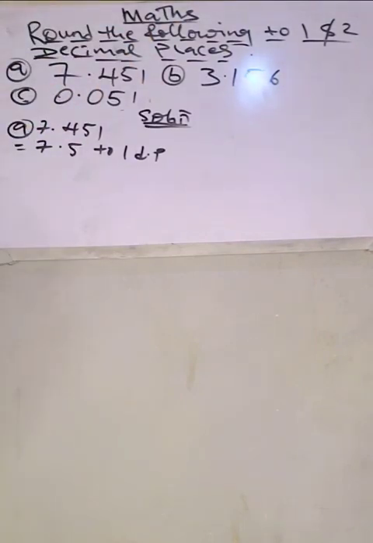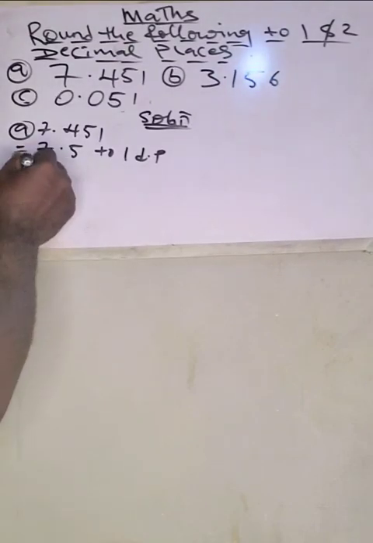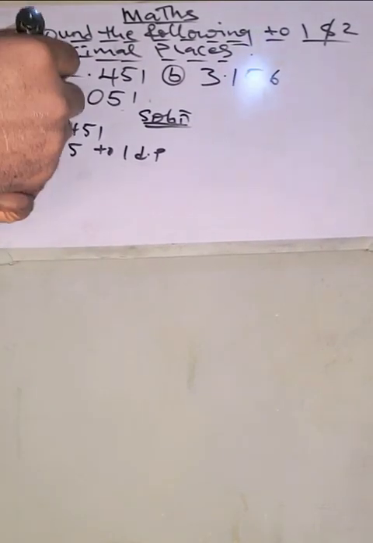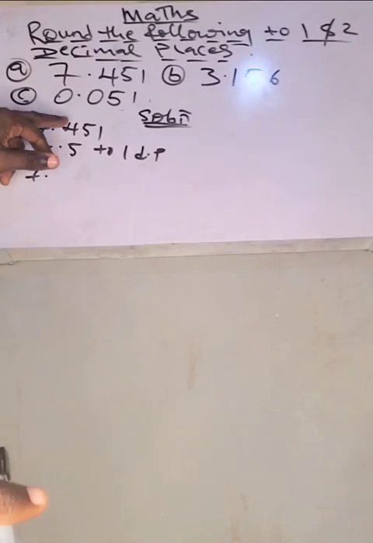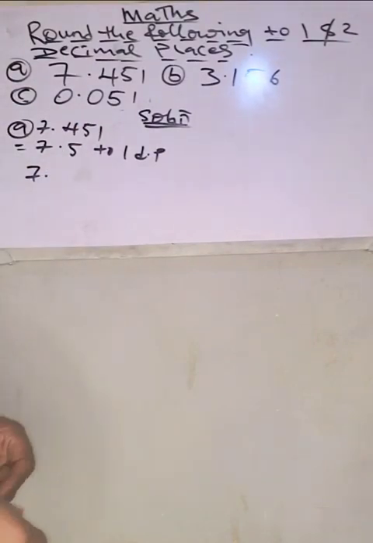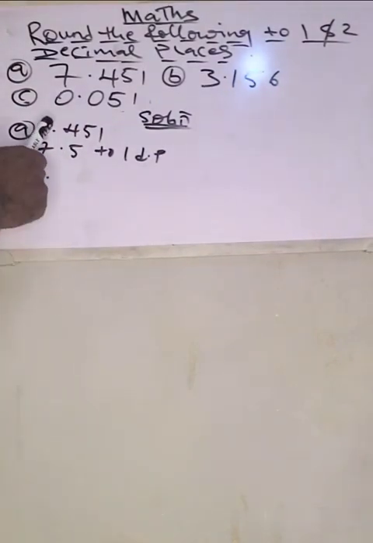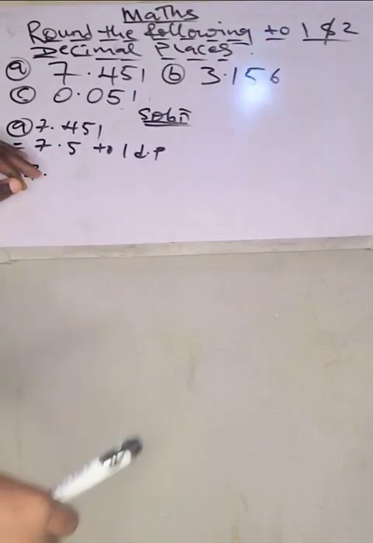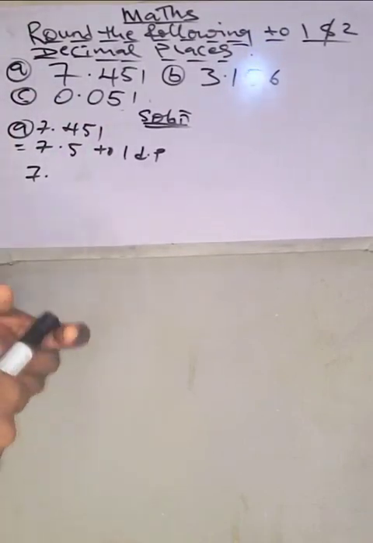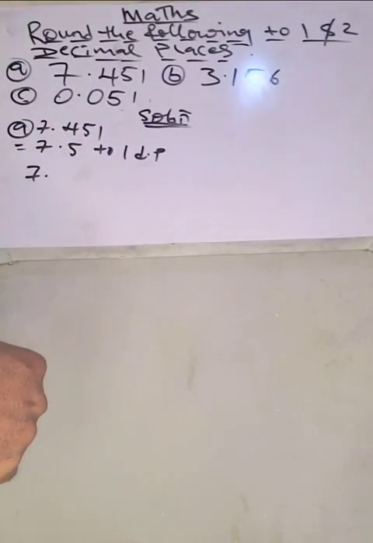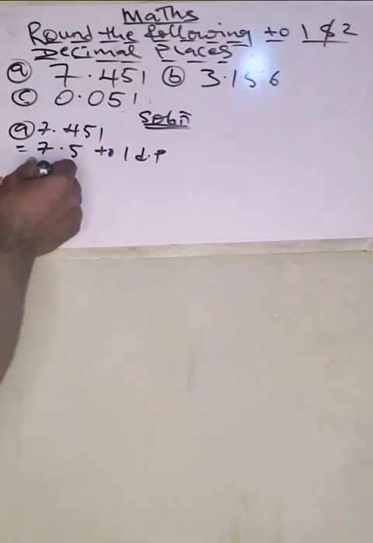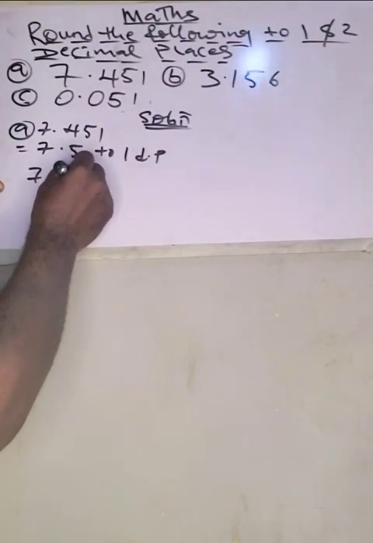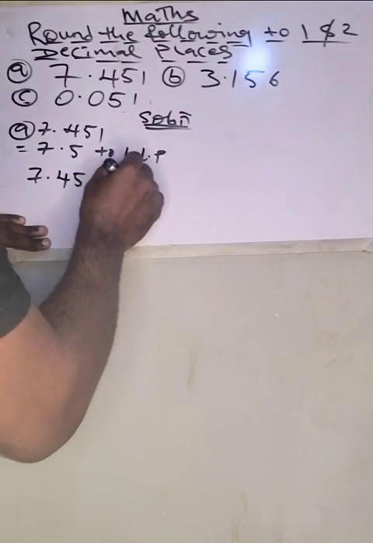Let's round it up to 2 decimal places. To 2 decimal places, our target is to have the first 2 digit numbers after the decimal point. The first 2 digit numbers after the decimal point are 45. If the last digit number is up to 5, we round it up; but if it is not up to 5, there's no need to round it up. So our final answer is what? 7.45 to 2 decimal places.